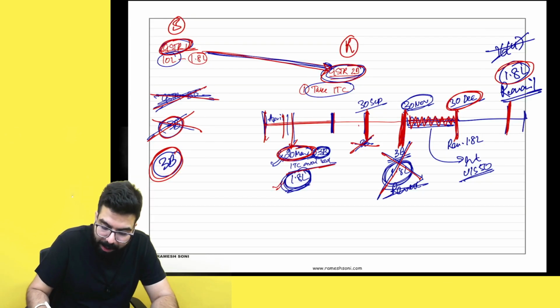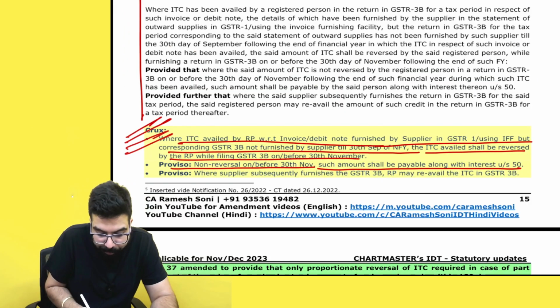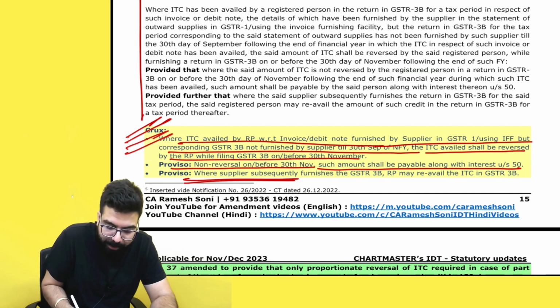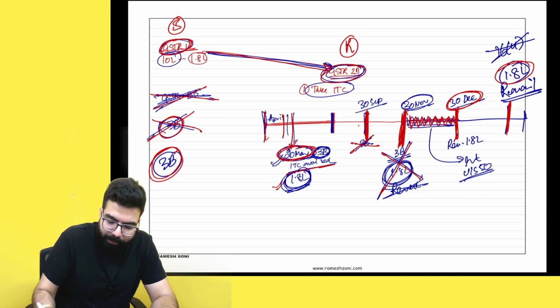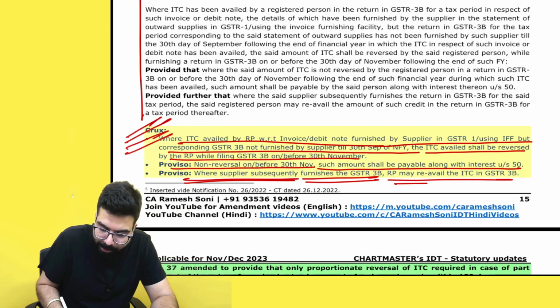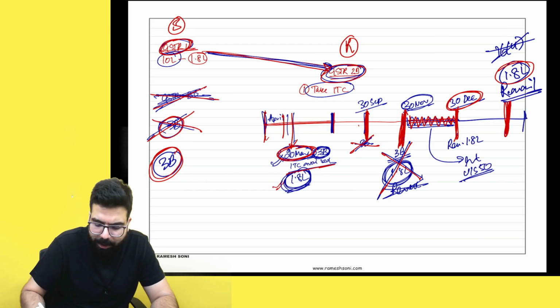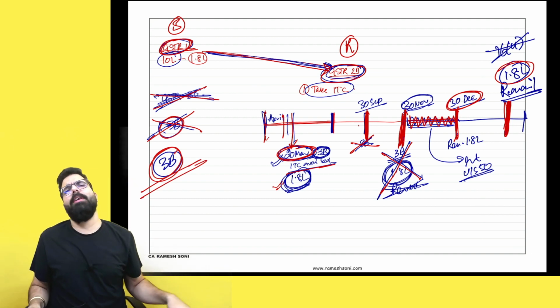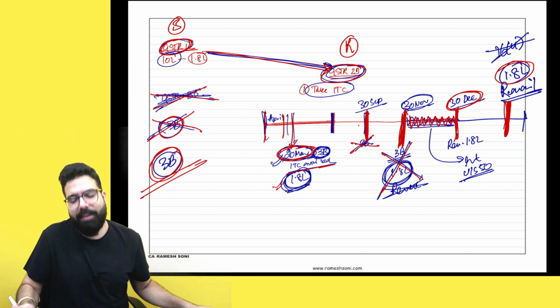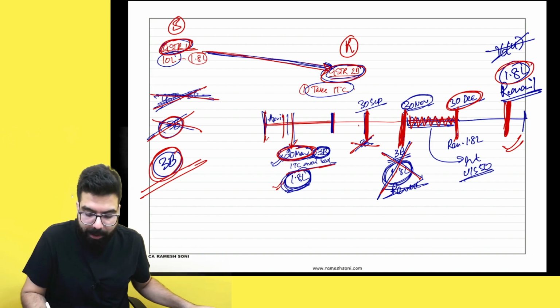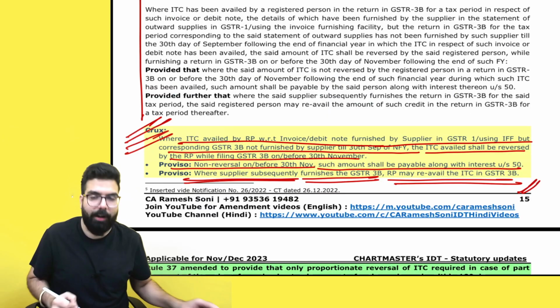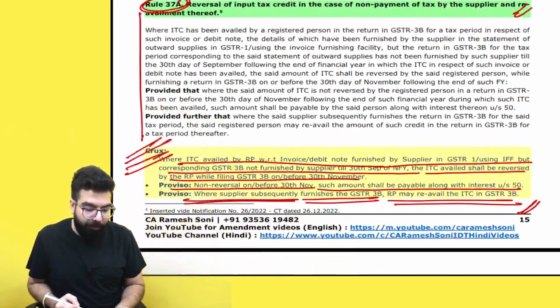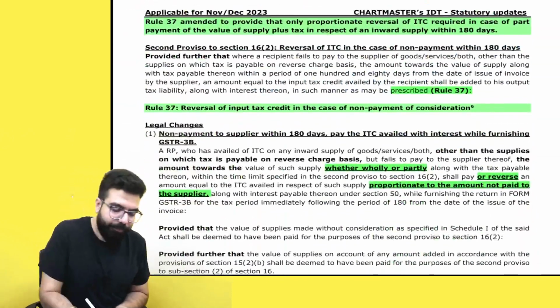Supposing you reverse after 30th November, then you'll have to pay along with interest under section number 50, where the supplier subsequently furnishes GSTR 3B. Sir, if the supplier subsequently furnishes GSTR 3B, then you can go ahead and re-avail the credit in your GSTR 3B. Whenever he files his GSTR 3B, after that, in whichever GSTR 3B you are filing, you can re-avail the credit. That's all that is being told over here. I have explained section number 41, read with rule number 37A.